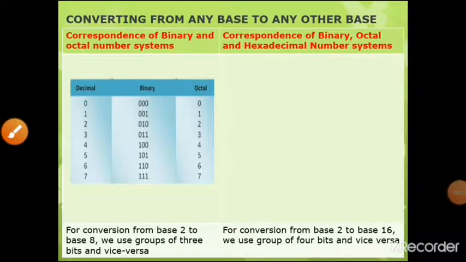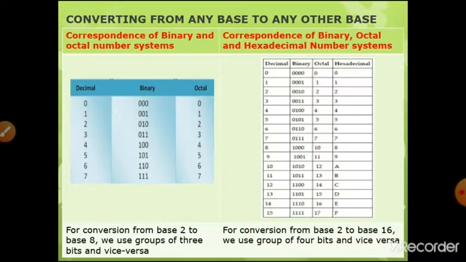So that is converting from any base to any other base. Now the correspondence of binary and octal number systems. For example, here we have the binary digits 100, which will be represented as 4 in octal, and in decimal also it is represented as 4. For conversion from base 2 to base 8, we can use groups of 3 bits and vice versa. Similarly, the correspondence of binary, octal and hexadecimal number systems. For conversion from base 2 to base 16, we use groups of 4 bits and vice versa.